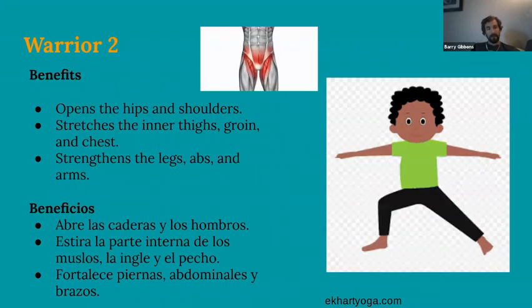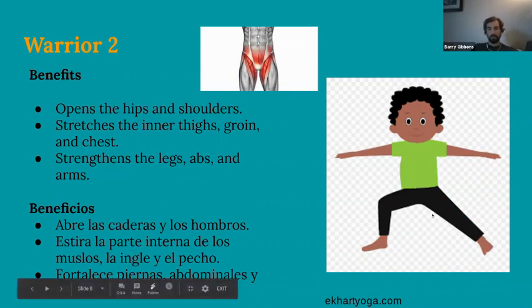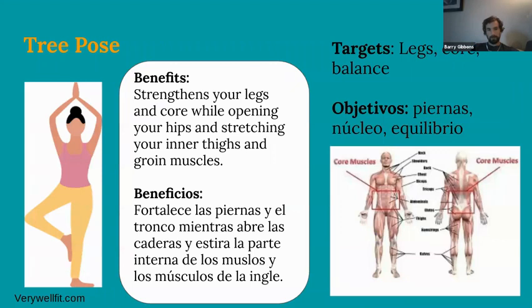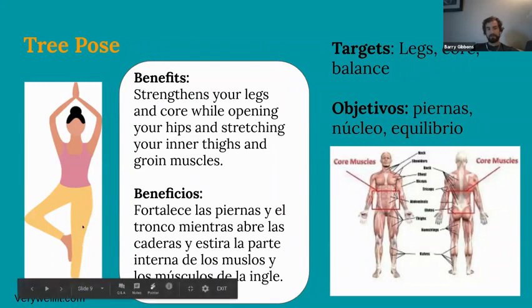Warrior 2 pose is kind of like the same pose, but now you're going sideways, right? So the arms aren't up, they're sideways. And now instead of leaning forward, you're leaning to one side of the body. It's good for opening the hips, shoulders, and stretching the lower half of your body. And the tree pose is really good for legs, core, and balance. You place the heel on the side of your leg, right around the knee area, and you just try to balance on that one leg the whole time.